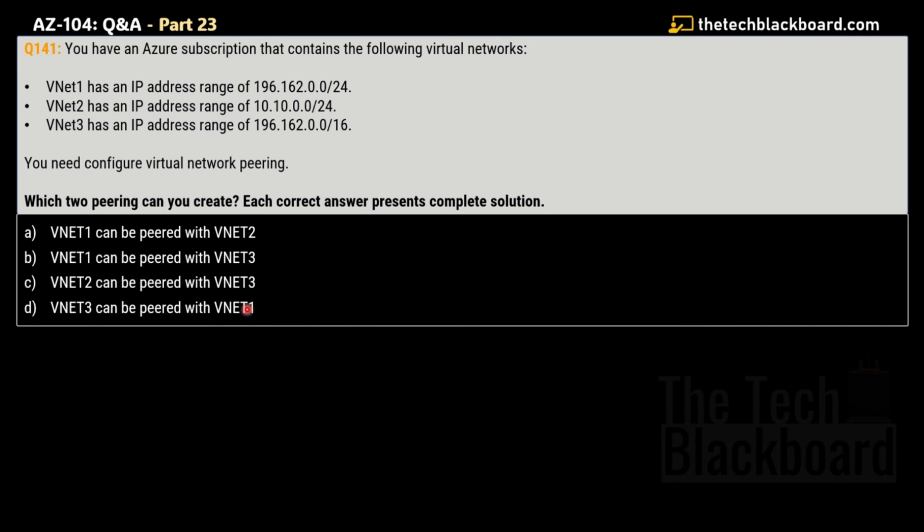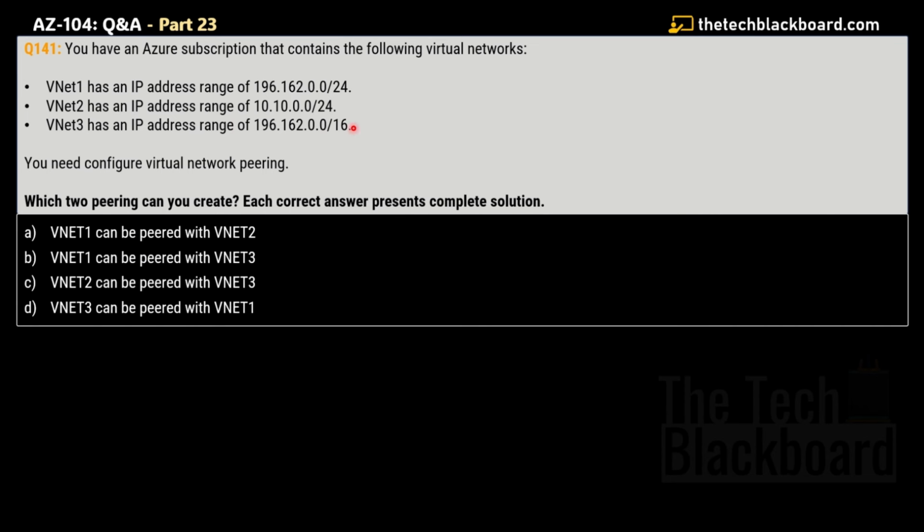Now friends, this is a super important question to understand VNet peering. See, in the question, we have three virtual networks. Out of these three, we have an overlap of IP addresses in two of them. What are those two? VNet 1 and VNet 3. You can see that we have an overlap between these two address ranges. VNet 1 is 196.162.0.0/24 and VNet 3 is 196.162.0.0/16. So these both have overlapping IP addresses.